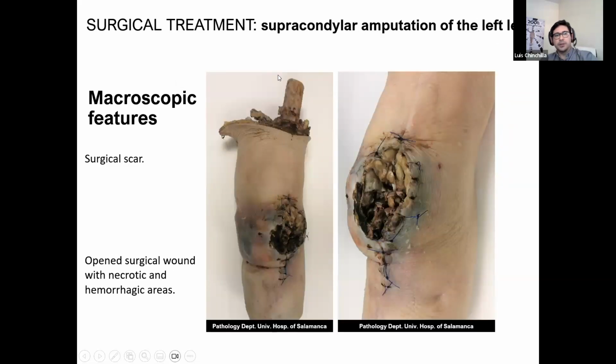This was the treatment for this patient: a surgical radical supracondylar amputation of the left leg. And you can see here the primitive surgical scar, and down you can see here the open surgical wound with necrotic and hemorrhagic areas. The soft tissue and subcutaneous tissue was affected by the tumor with a lot of necrosis.